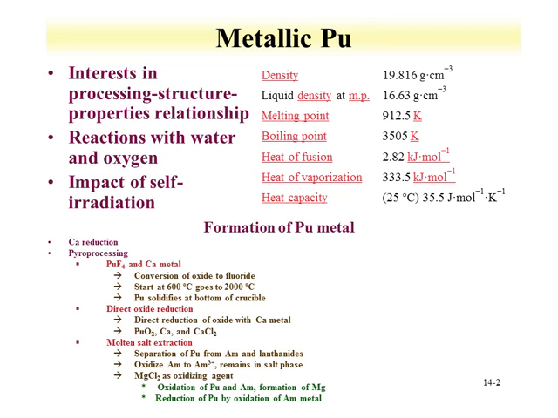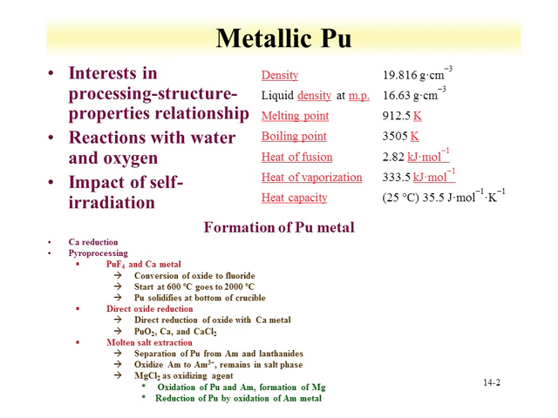Metallic plutonium has many interesting properties, all derived from the f-element chemistry. The density varies, but can be close to 20 grams per milliliter, and it has a relatively low melting point, around 600 C. There's strong interest in metallic plutonium related to how it's made, the processing, the relationship between the structure that's produced, and the resulting properties. So this relationship is important for understanding the behavior of plutonium metal.